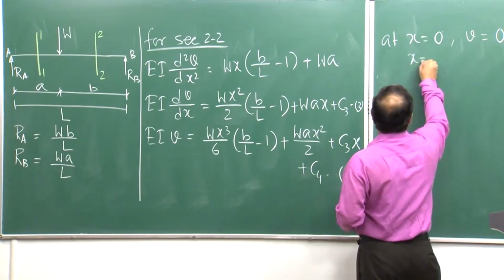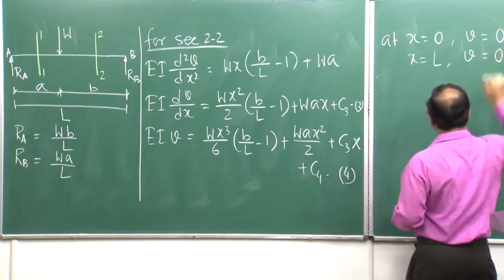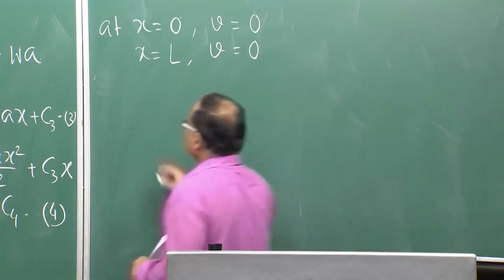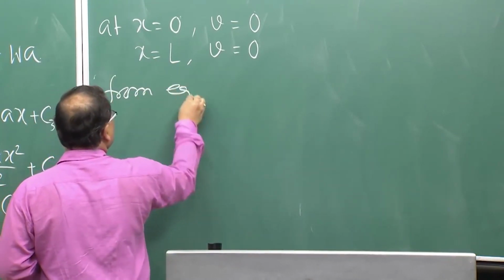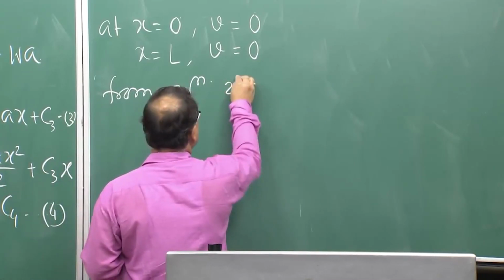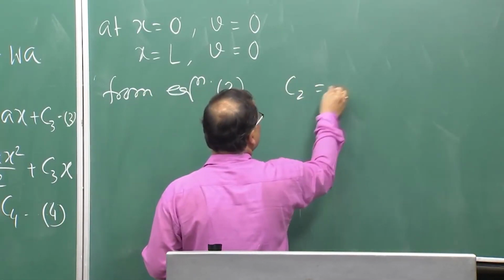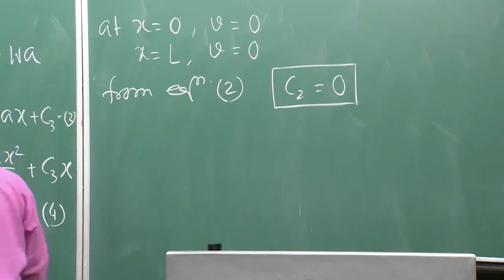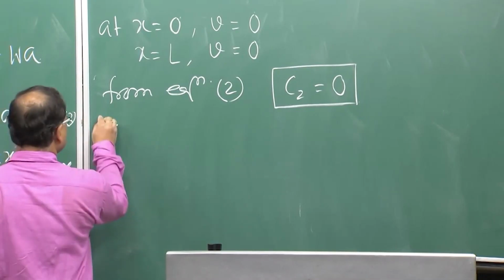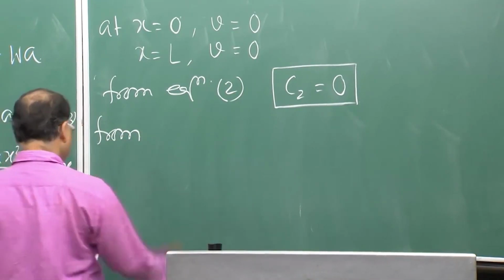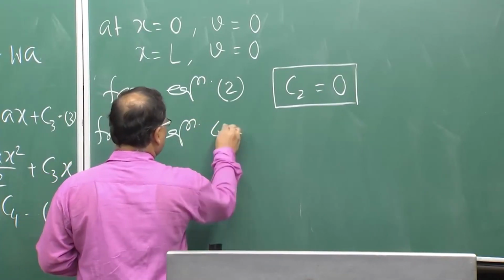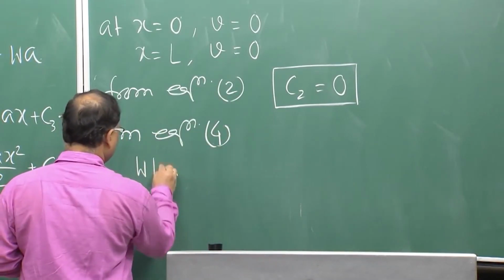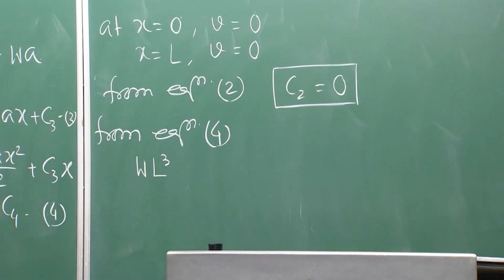Similarly, at x equal to L, v equal to 0. Now, by putting this in equation 2, I can simply get C2 equal to 0. At least one integration constant has been found out. Okay. Same process if we perform for other equations, from equation 4, we can write down this W L cube. Equation 4 means this equation.